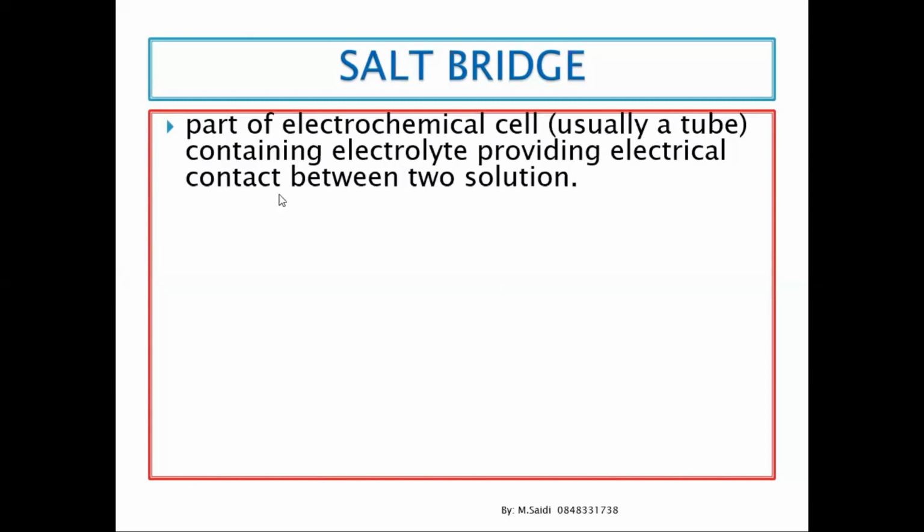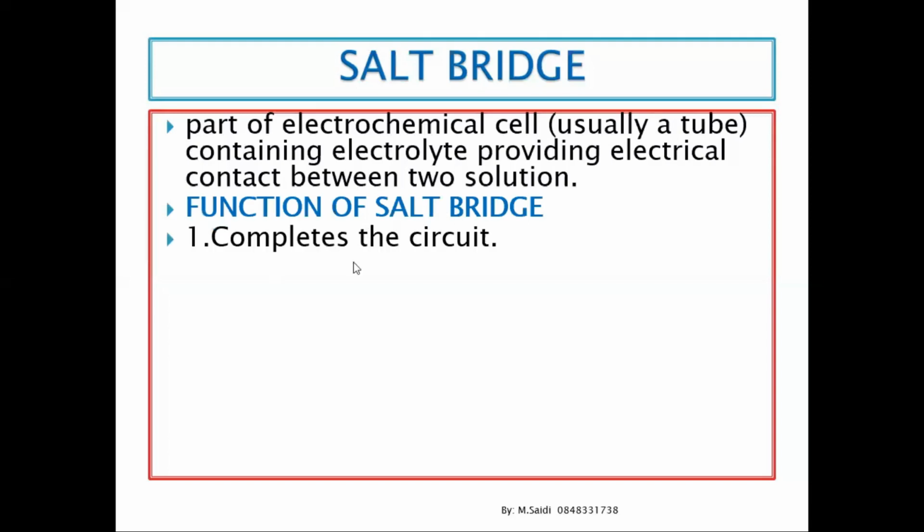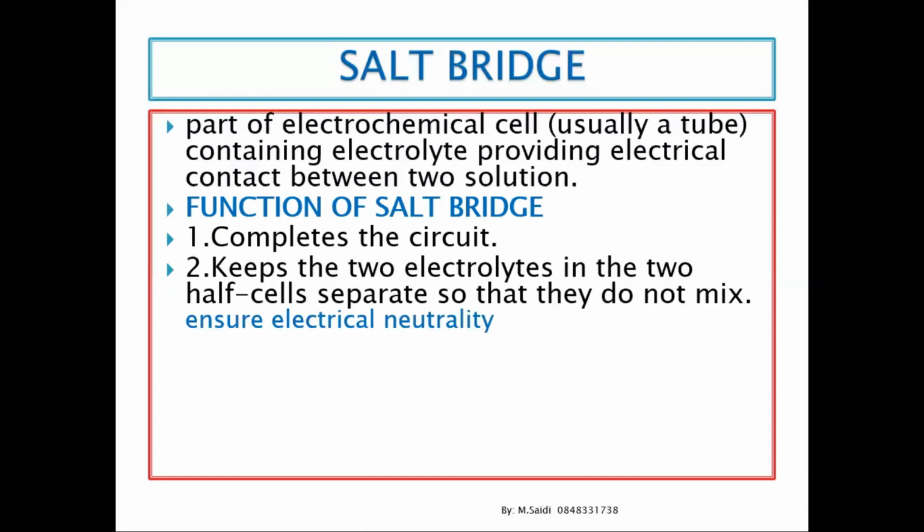Providing an electrical contact means there is a contact, but it's not physical contact. It means electrical contact, where ions must be exchanged there. It's like an exchange. Functions of the salt bridge. Number 1, it completes the circuit. The anode and the cathode are connected, and the salt bridge must be there so that the circuit is complete. Number 2, it keeps the 2 electrolytes in the 2 half cells separate so that they don't mix. They must not mix.